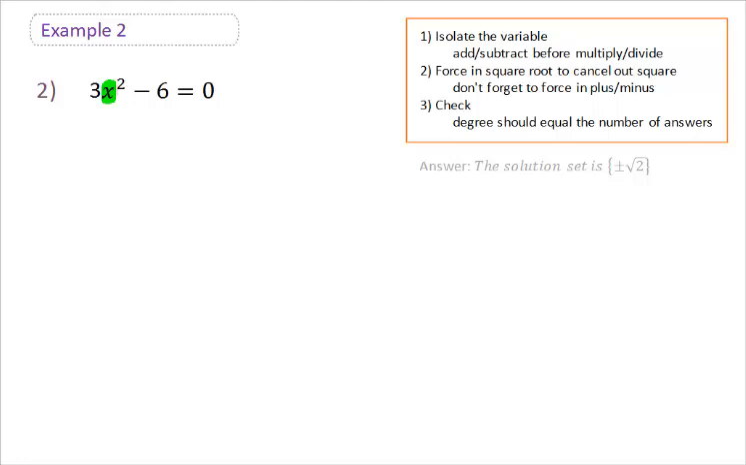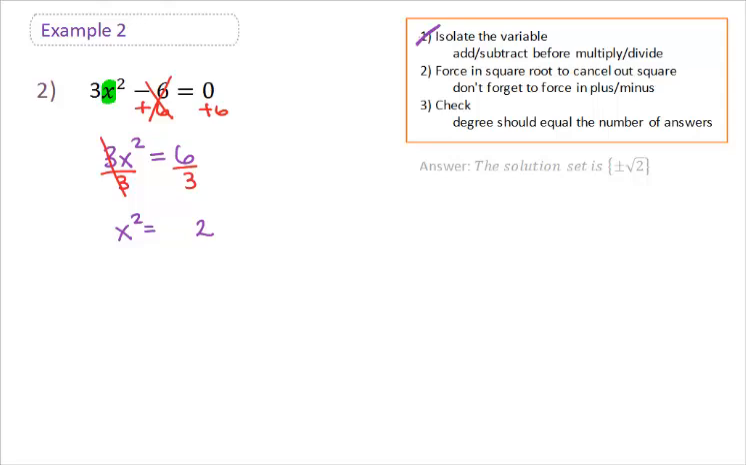Alright, my first step is to isolate the x squared. So I do that by moving the 6 to the other side. Remember, you want to add or subtract before you multiply or divide when you're performing opposite operations. That gives me 3x squared is equal to 6. To completely isolate your x squared, divide by 3 on both sides. Cancel out those 3. That leaves you with x squared on the left, and on the right, 6 divided by 3 simplifies to 2. So we have isolated our variable here.